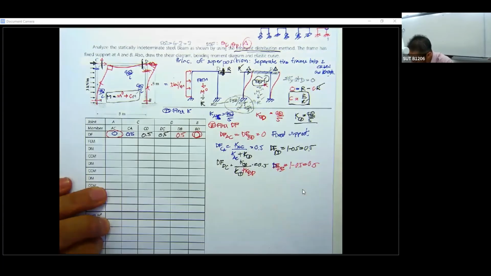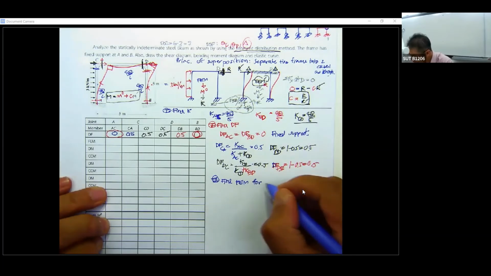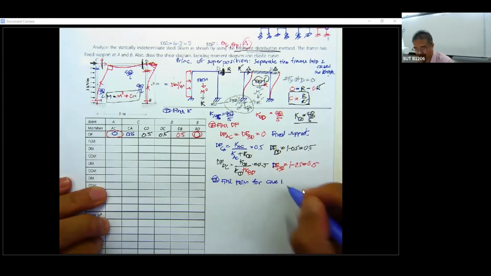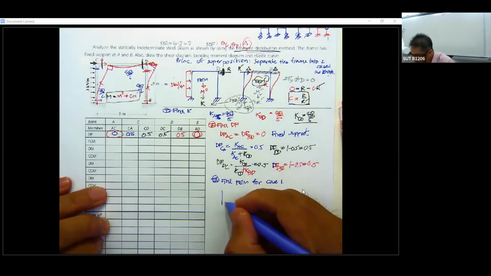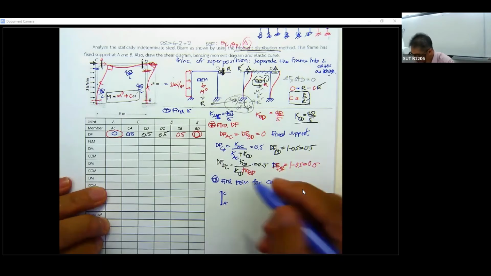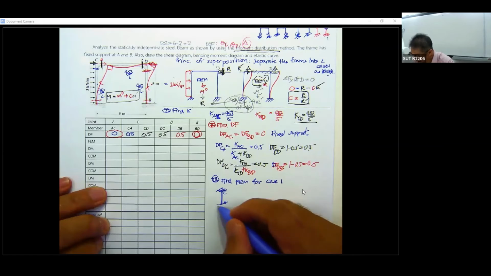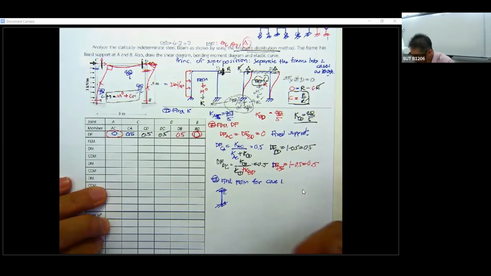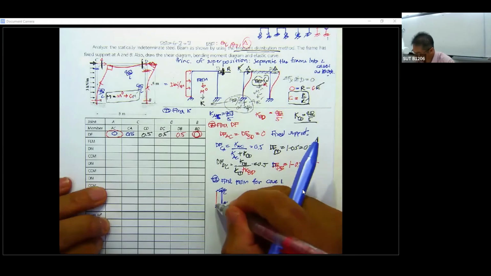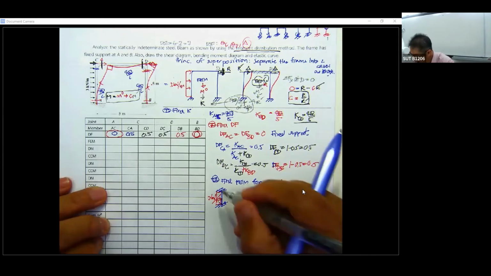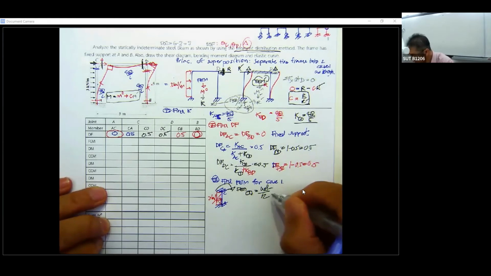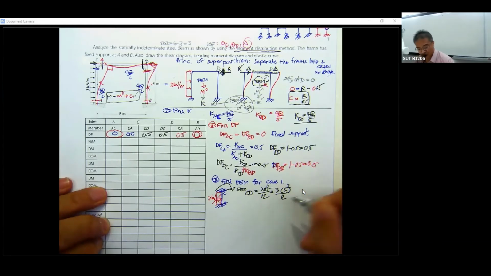You find fixed end moment for case 1. Okay, that is for this case. You have the column, and this column is going to be AC. You fix both sides, and then it's subjected to 3 kilonewton per meter. You got the fixed end moment here going to be CA, and it's going to be WL squared over 12, and it's going to be 3 times 5 squared over 12.